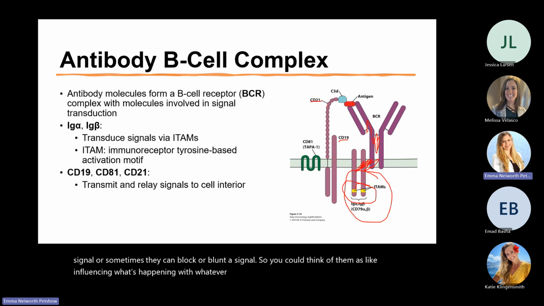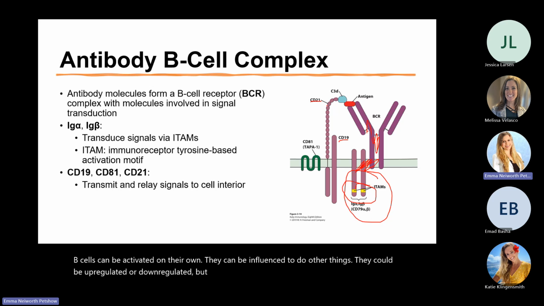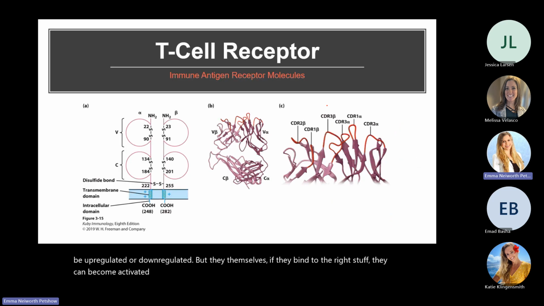This explains why BCR engagement alone can activate B cells under the right conditions. T cells, though, have to be co-stimulated to be activated. B cells can be activated on their own. They can be influenced to do other things. They could be upregulated or downregulated, but they themselves, if they bind to the right stuff, can become activated and start to create an antibody.